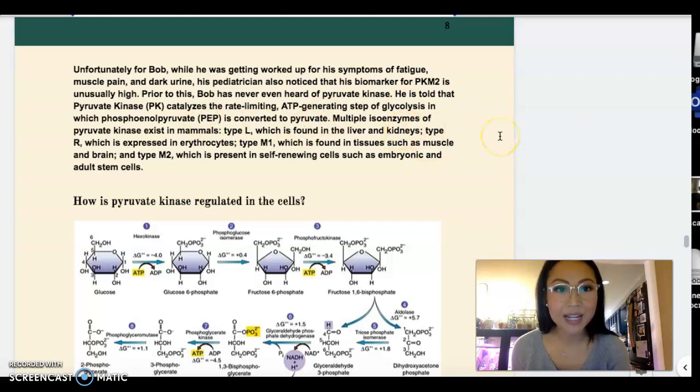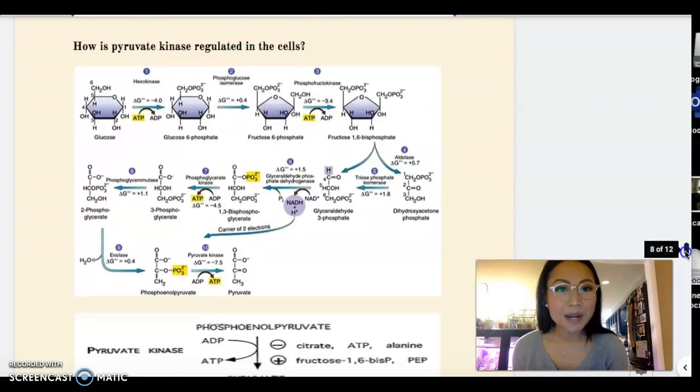Multiple isoenzymes of pyruvate kinase exist in mammals. Type L, which is found in the liver and kidneys, type R, which is expressed in erythrocytes, type M1, which is found in tissues such as muscles and brain, and type M2, which is present in self-renewing cells such as embryonic and adult stem cells. So how is pyruvate kinase regulated in the cells?